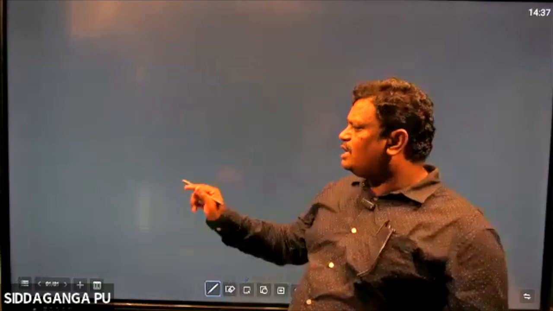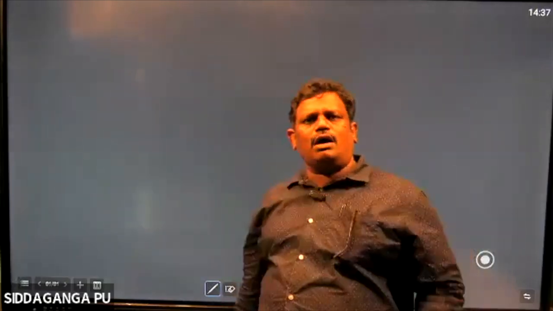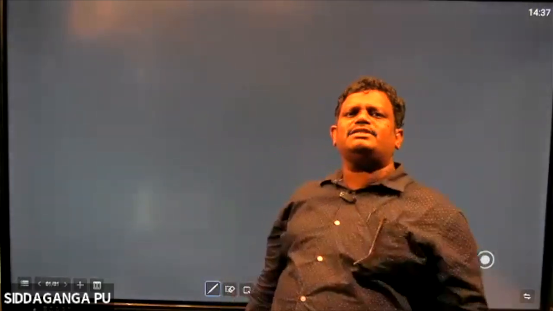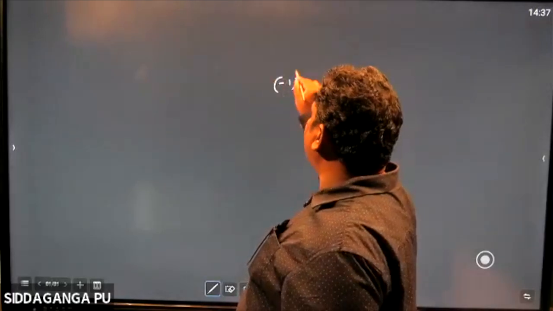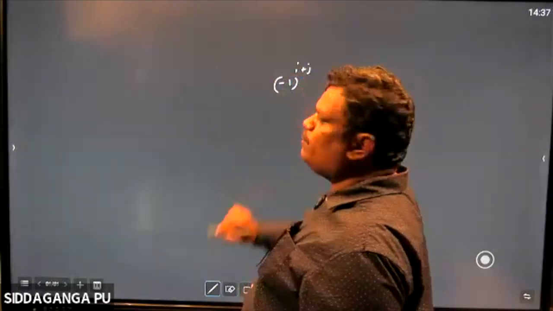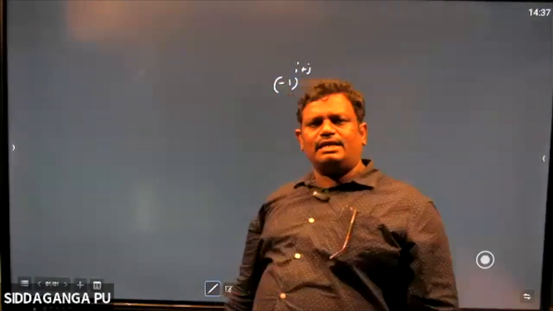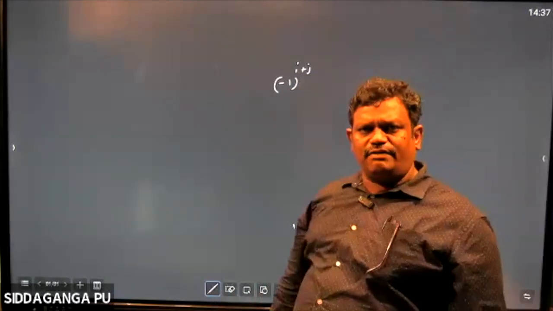Minor means what? In any given matrix, if you want to find the minor of an element, we neglect that element's corresponding row and column. The remaining elements we take in determinant form. That value is called the minor. That minor multiplied by minus 1 whole power i plus j, the resulting value is called the cofactor of the given matrix.